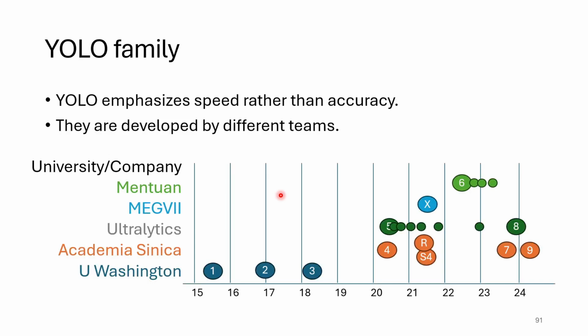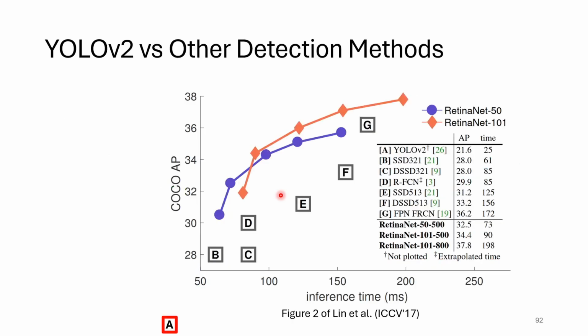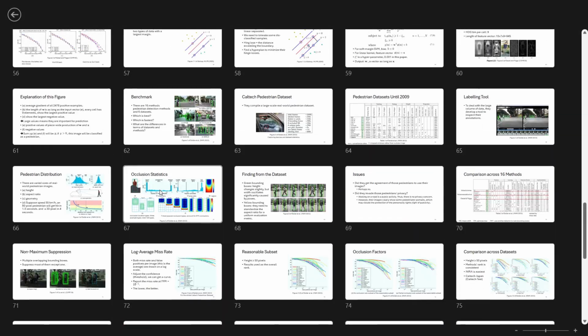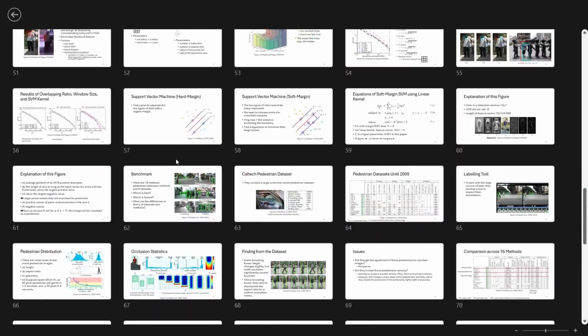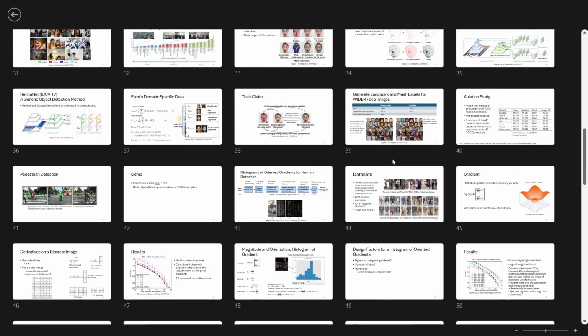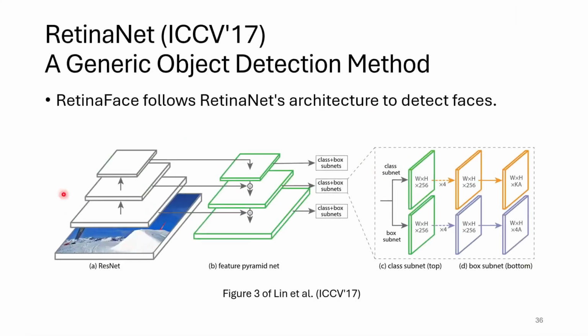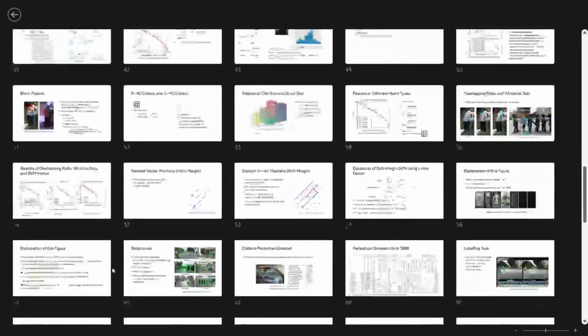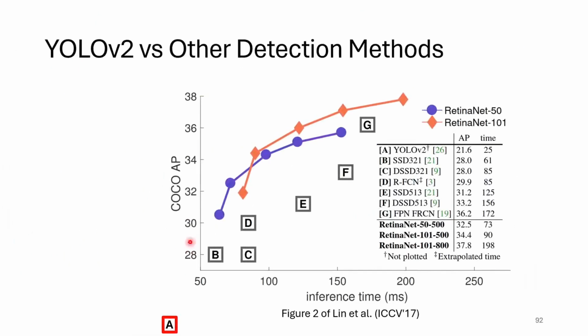Okay, so this is the YOLO family. YOLO is what? It's a detection algorithm emphasizing speed rather than accuracy. So this is YOLO V2, and this is RetinaNet. Okay, let's go back to RetinaNet. So this is RetinaNet. Okay, and compared with YOLO, YOLO is extremely fast, but very inaccurate.